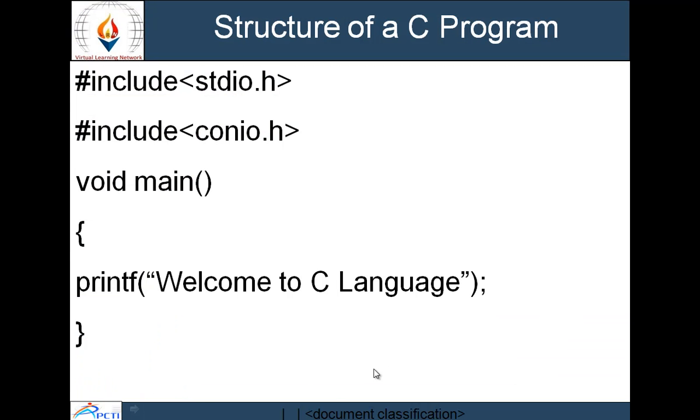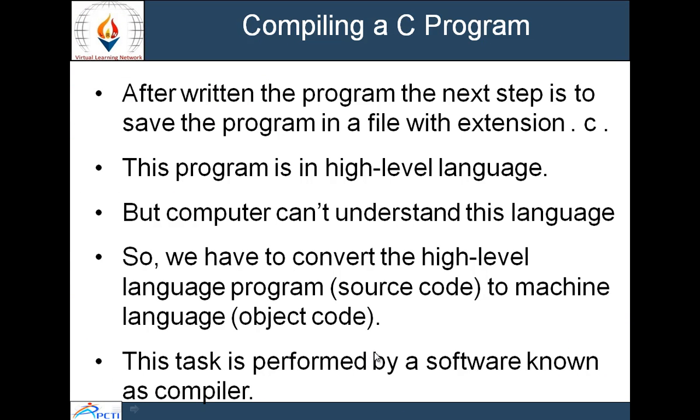Move on to the next slide. Compiling a C program. I have already explained this. After writing the program, the next step is to save the program in a file with extension .c. This program is in a high level language, but the computer can't understand this language, so we have to convert the high level language program source code to machine language, that is object code. This task is performed by software known as a compiler.